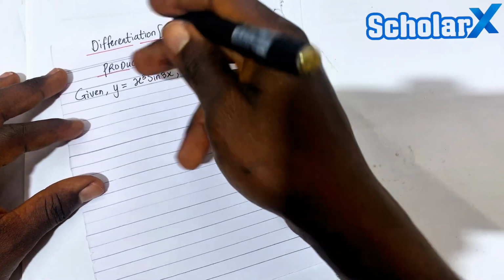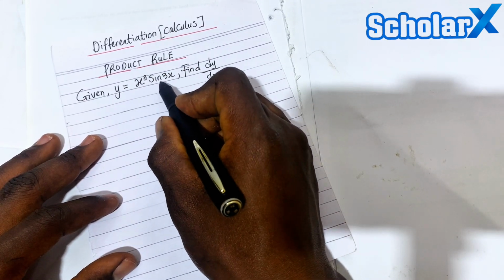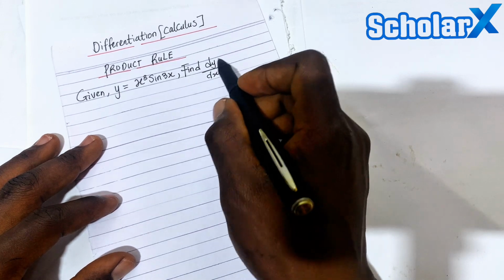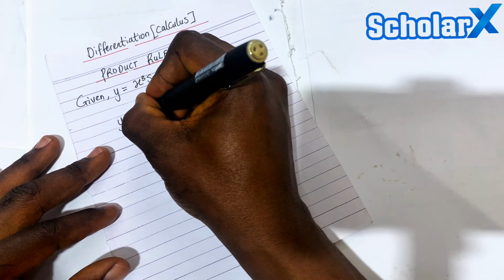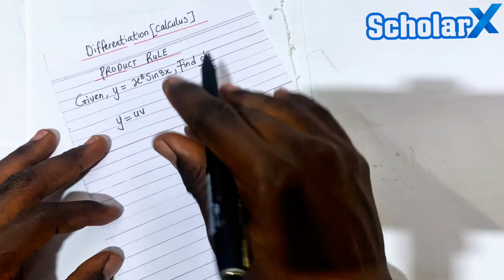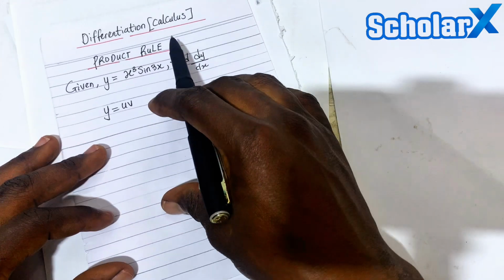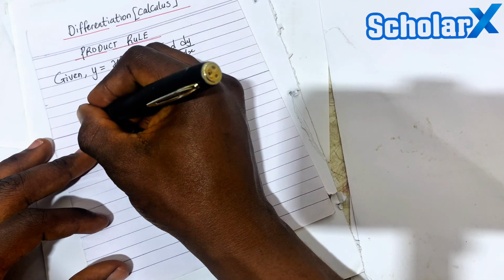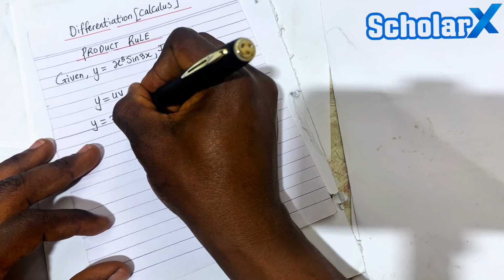All right, so let's look at this question on product rule. We're given that y is equal to x to the power of 3 sine 3x, and we're asked to find dy/dx. Now we know that this is in the form of a product, uv, because x to the power of 3 times sine 3x gives you x to the power of 3 sine 3x.